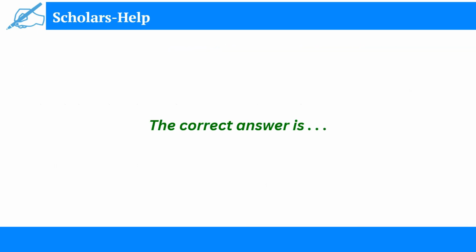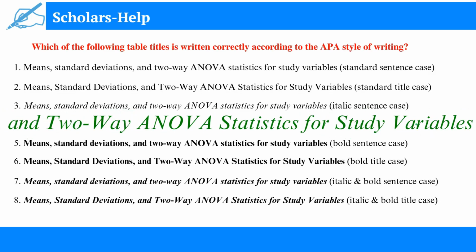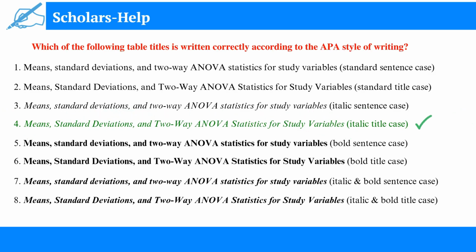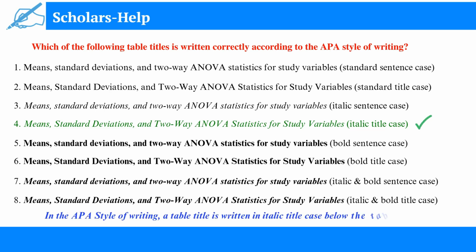So, the correct answer is the fourth option, where the table title, that is, means standard deviations, and two-way ANOVA statistics for study variables, is written in the italic title case. In the APA style of writing, a table title is written in italic title case, below the table number. All right, got it?